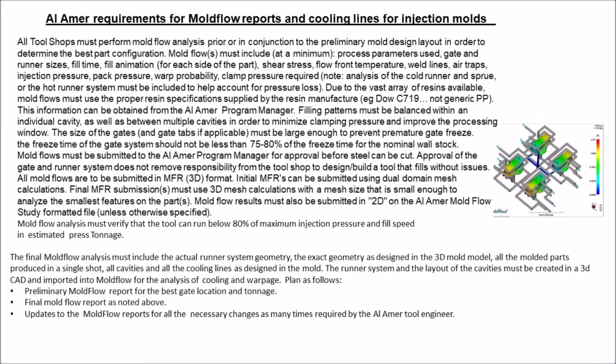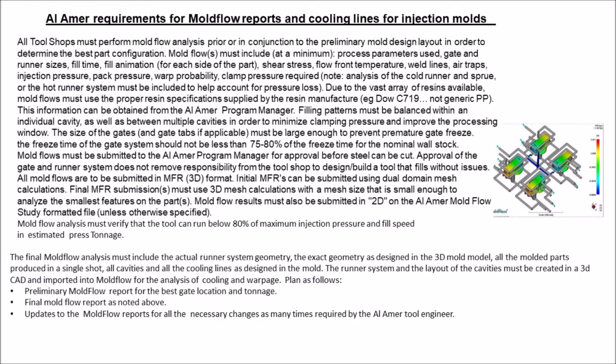The size of the gates, and gate tabs if applicable, must be large enough to prevent premature gate freeze. The freeze time of the gate system should not be less than 75 to 80% of the freeze time for the nominal wall stock. Mold flows must be submitted to the Amer Program Manager for approval before steel can be cut. Approval of the gate and runner system does not remove responsibility from the tool shop to design and build a tool that fills without issues.